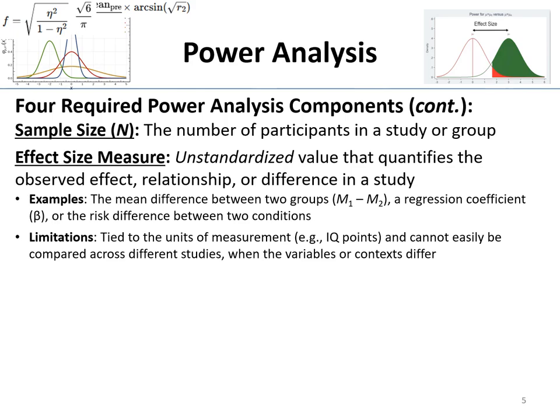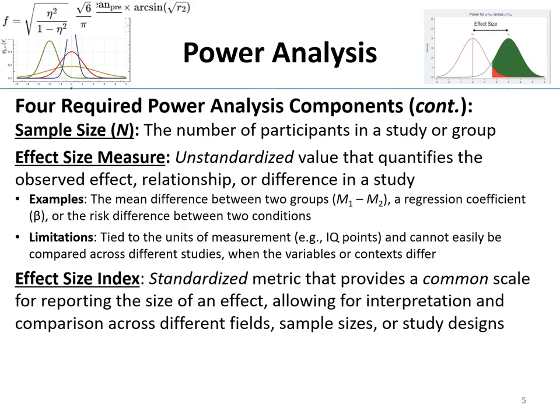And the problem with things that are tied to the unit of measurement is they cannot be easily compared across different studies with different variables or different contexts, because they're specific to that particular measure. So on the other hand, we have these things called effect size indexes. Effect size indexes are standardized metrics that provide a common scale for reporting the size of an effect from a study. This allows for interpretation and comparison across different sample sizes and study designs, kind of like z-scores if you think about it.